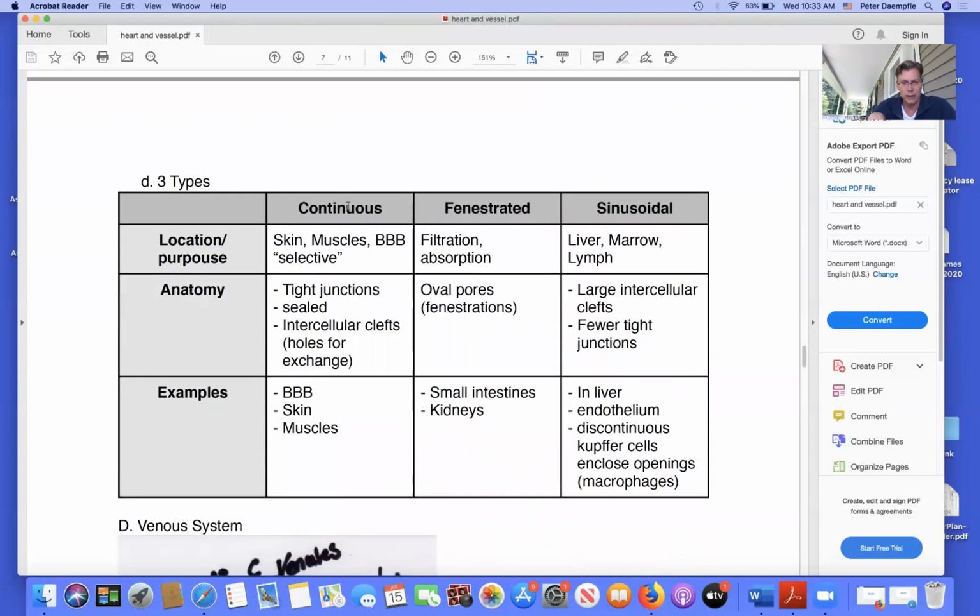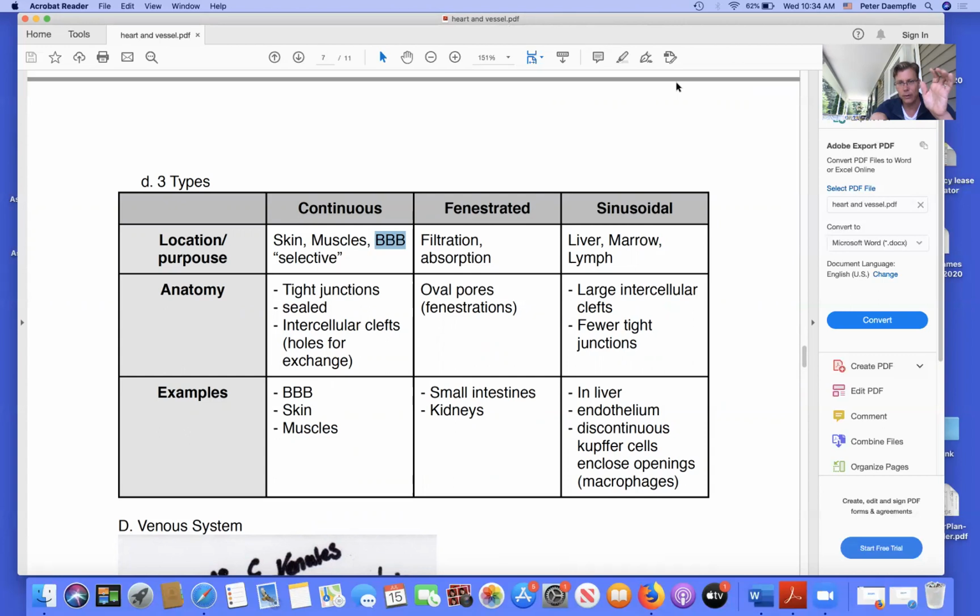Let's start with the continuous capillary. That means the wall is continuous. What surrounds the capillary is continuous. So if the blood vessel wall is continuous, what does that mean? It means it doesn't have a lot of holes, just a little bit. So it's very selective. It doesn't allow just anything in. The skin, the muscles, the BBB, that stands for blood-brain barrier. You can write that down, blood-brain barrier.